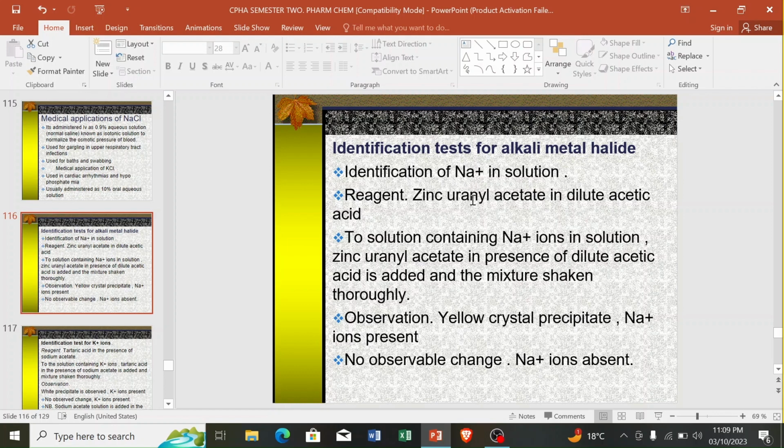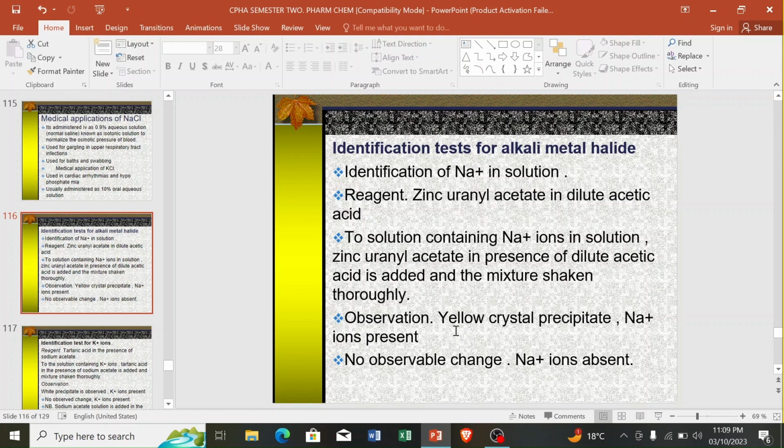So we have reagents we have to use for sodium ions. The reagent we majorly use here is zinc uranyl acetate in dilute acetic acid. So here is a statement you have to put down. To a solution containing sodium ions, zinc uranyl acetate in the presence of dilute acetic acid is added and the mixture is shaken thoroughly.